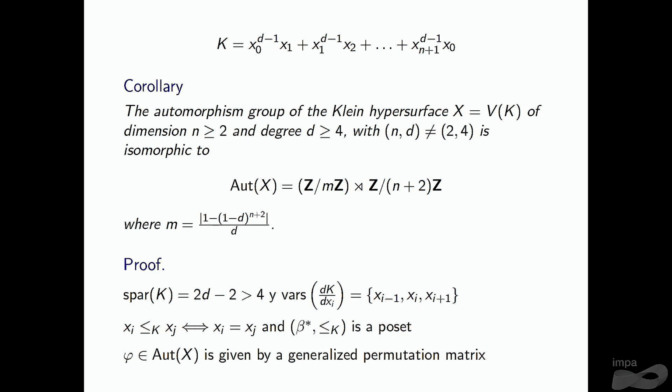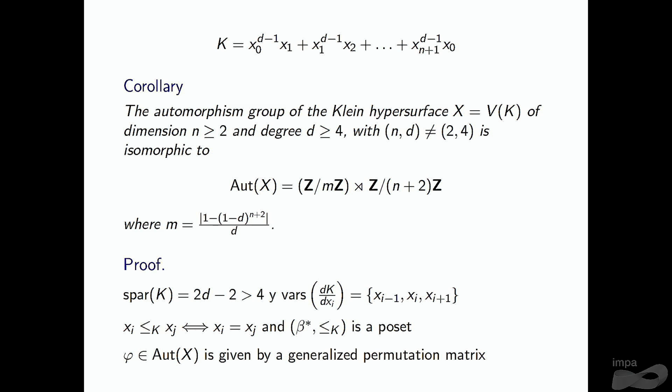So in this case, you can go and check, because d is greater or equal than 4, then this d minus 1 is 3, so the distance between two consecutive monomials is 6. So the sparsity is going to be greater than 4 because it's at least 6. And the variables that appear are these. So whenever you try to compare xa and xj, you get that they have to be the same. So the thing is a poset, and it's actually a trivial poset. So you obtain that the automorphism group has to be given by a generalized permutation matrix, which is what we wanted in order to use the theorem I showed before.